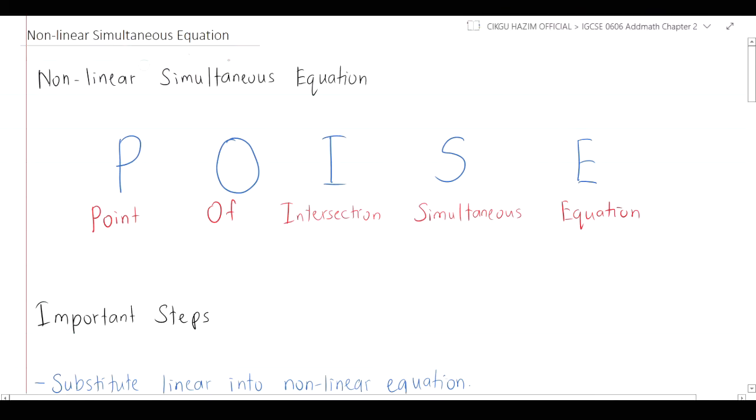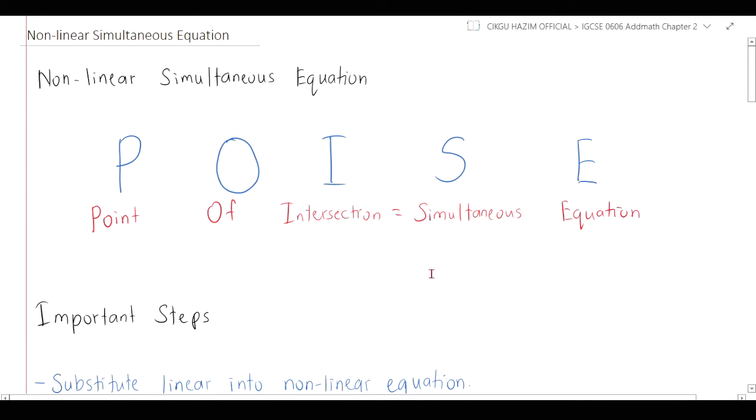That's why most of the time when you do simultaneous equations, you will get a value of x and a value of y, maybe 2 values of x, maybe 2 values of y, maybe 3 values of x and 3 values of y. Why is that? Because it could have 3 intersecting points, 2 intersecting points, or 1 intersecting point.